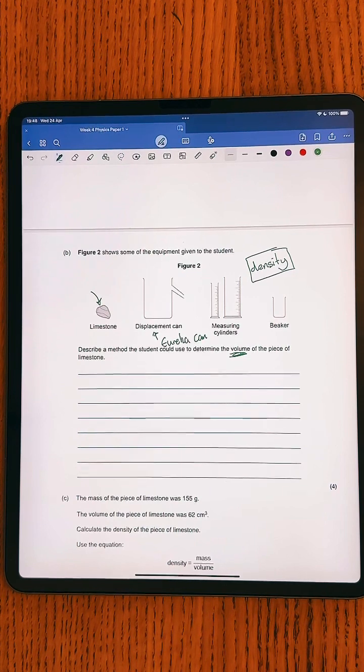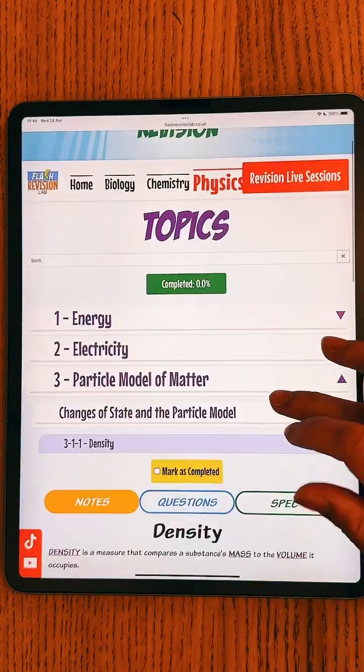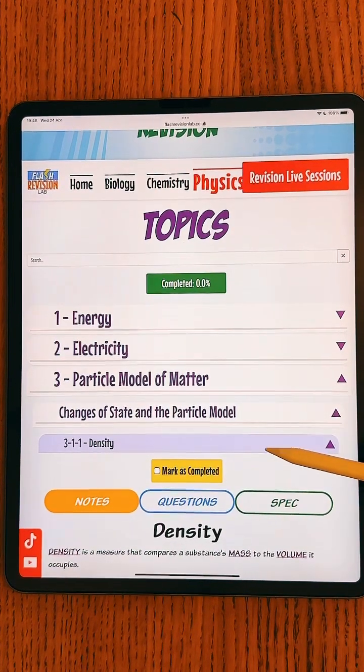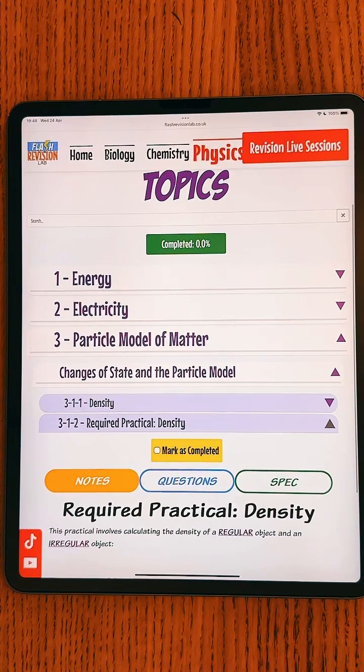This is both triple and combined, so it's useful for everyone. This is paper 1. So I'll show you on my website what topic it comes under. It comes under particle model of the matter. Density comes under the required practical for density.